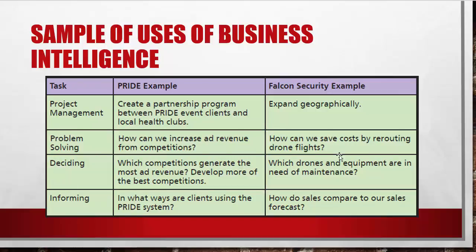And so again, how can we save costs by rerouting drone flights? So it might be that they're tracking where the drones are flying, and they might see an easier path to send one drone to another area instead of sending two drones to two different areas. And then lastly, the problem solving then feeds into project management. So what you've got here is some sort of hierarchical way of using that information within the organization.